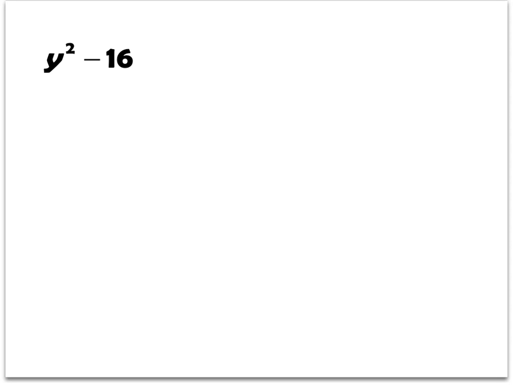Now one last example is a very simple example, but one that comes up frequently. Here we've got y squared minus 16. It's a quadratic expression, but it doesn't have the y to the first power term. Well, this one is special because notice that I could write this as y squared minus 4 squared. And because of that, we call this a difference of squares. We are subtracting two squares.